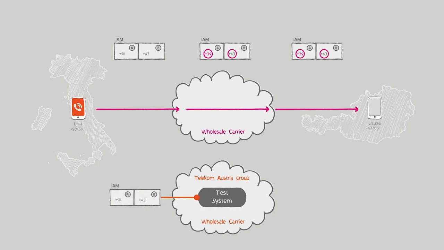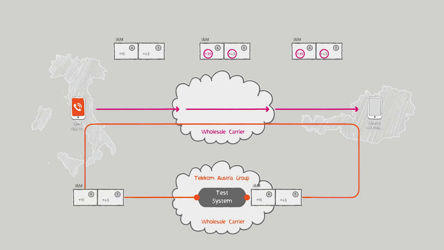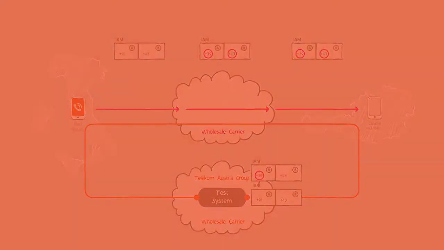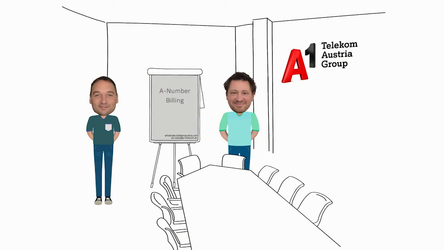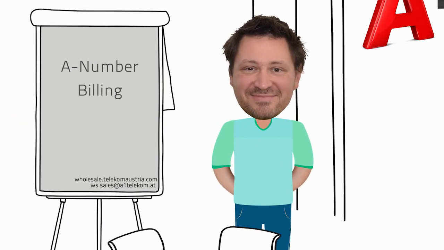As your trusted wholesale carrier, we will add test calls with defined A and B numbers from and to your network. When we receive the callback in our test system, we can verify whether the call was manipulated and can help you identify the fraudulent carrier so you can protect your interworking revenues. Of course, we are also able to go through a full set of test routines and A-number billing cases together with your team.